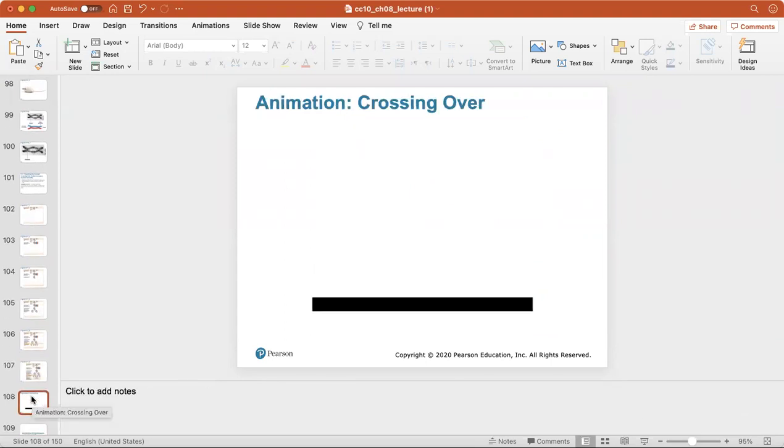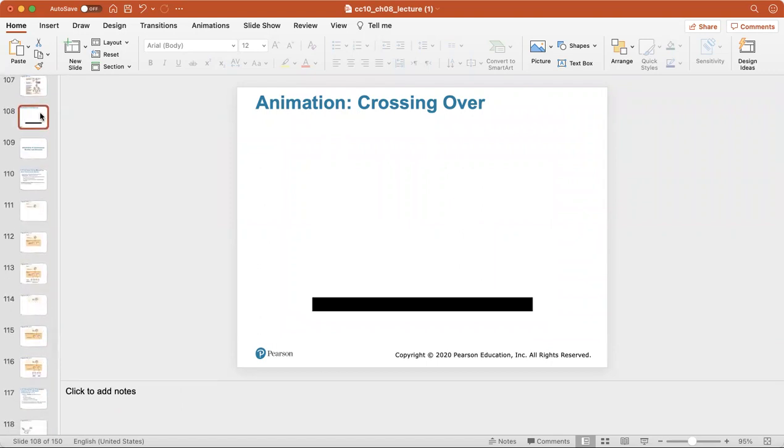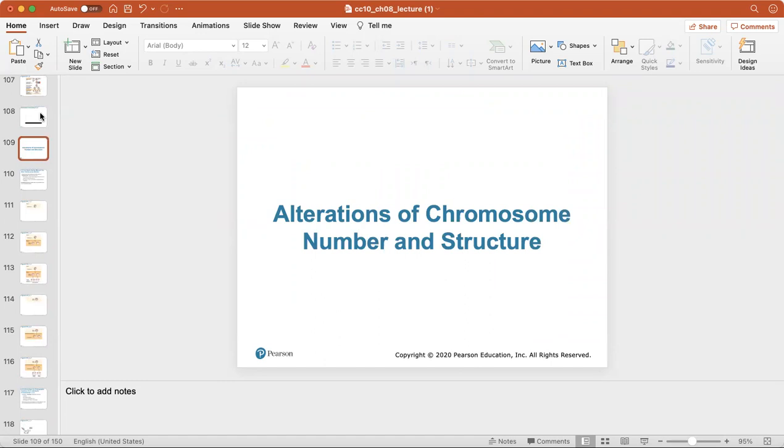And this is a great animation on crossing over. More than anything, this chapter will probably be really helpful to download and watch all the animations.